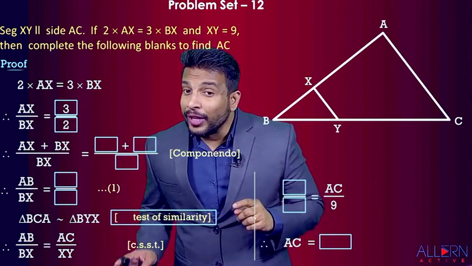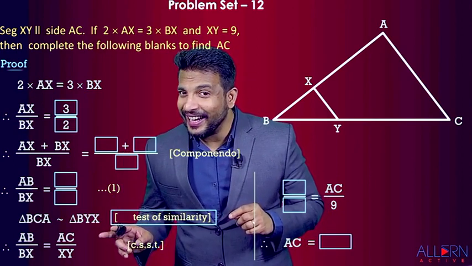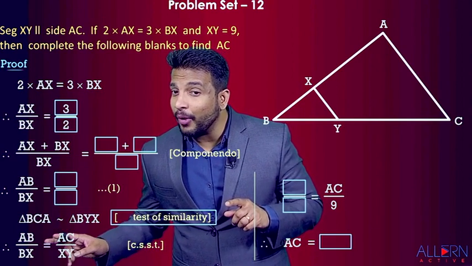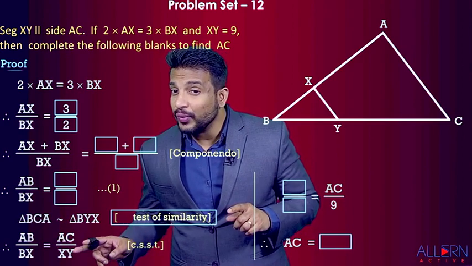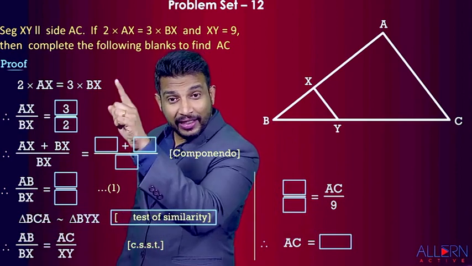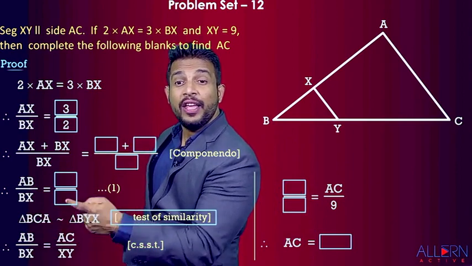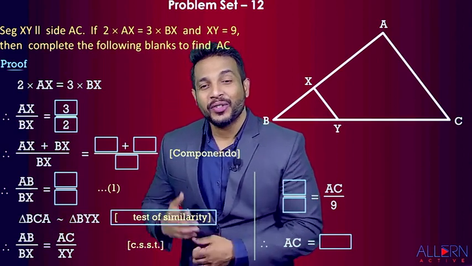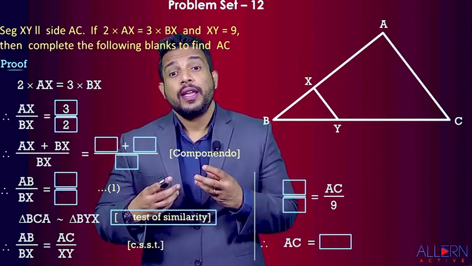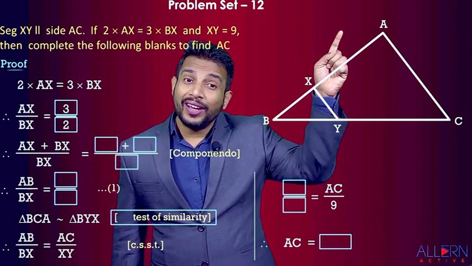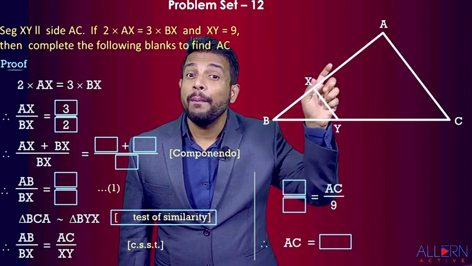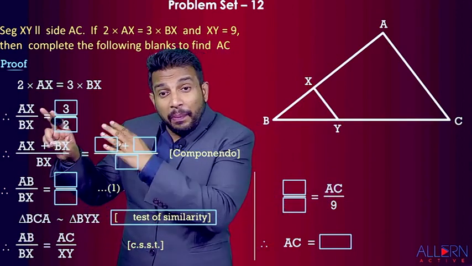But as I said, once we prove the triangles similar, we are going to get the ratio AC upon XY is equal to AB upon BX. AC we need to find, XY we have. That means we can only get the value of AC provided we get the value of AB upon BX. We are doing all these things at the start so that we end up getting the value of AB upon BX. Remember that. We have the value of AX upon BX, but we want AB in the numerator. Now when you look in the sum, you'll realize that AB is nothing but AX plus BX.